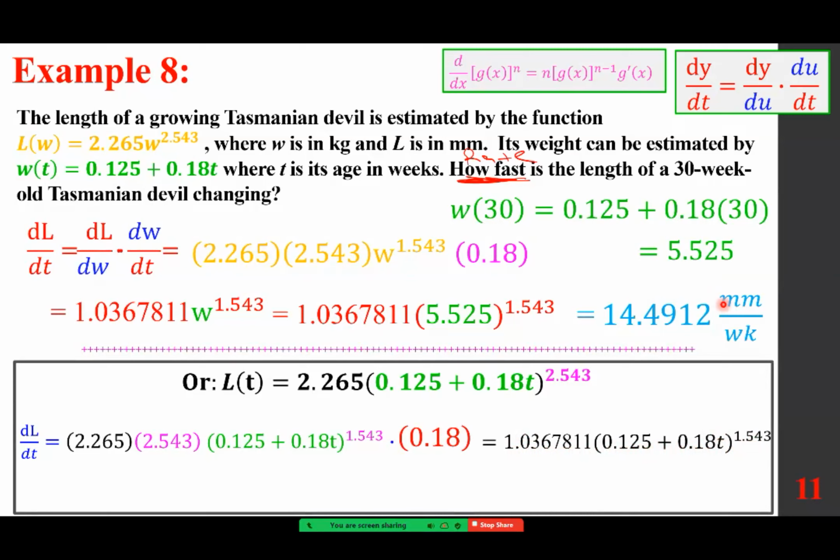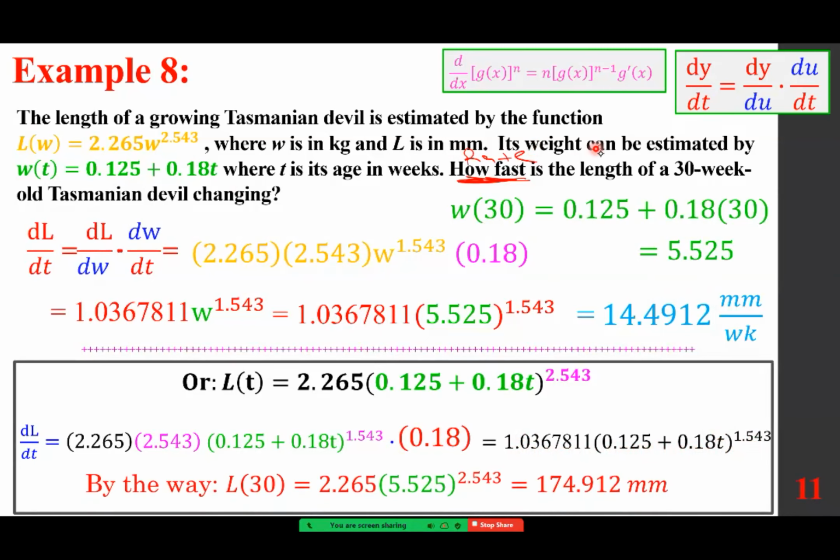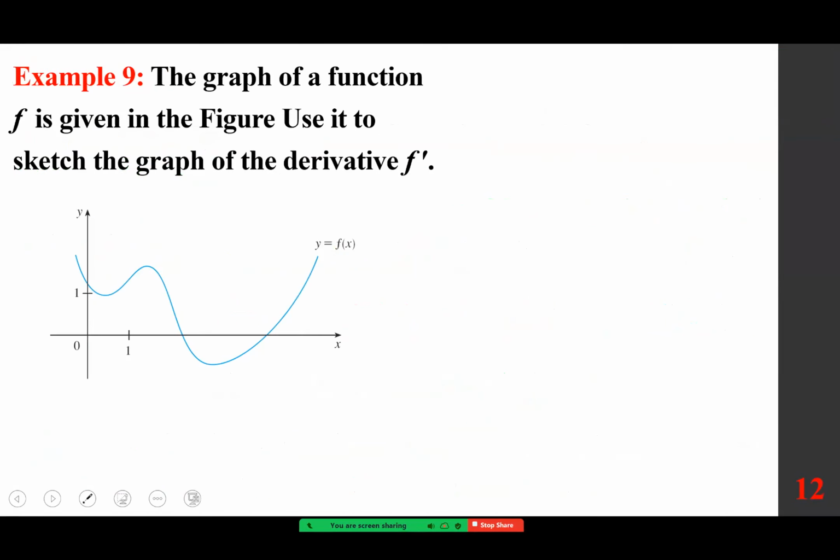By the way, they didn't ask for the length when the Tasmanian devil was 30 weeks old, but you could just plug in and find L of 30. How do you find L of 30? Just this number, if you plug it into this formula, because you have to find this and then that. Or into this formula, replace it with 30. Either way, you come up with the answer, in case they did ask. Okay, that's where it comes from.